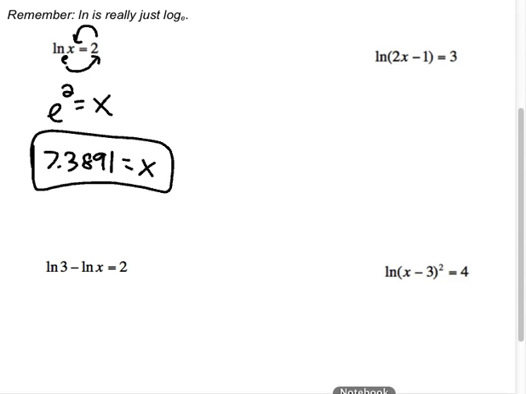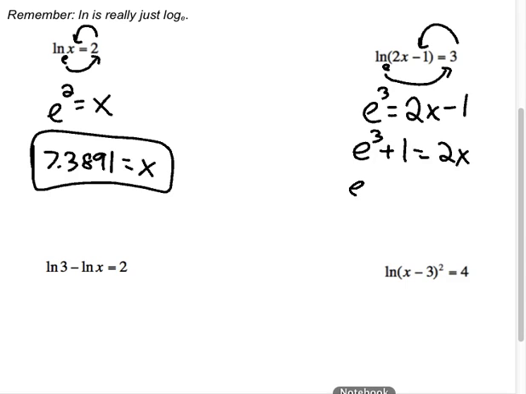Okay? So same strategy. We're merely rewriting it in exponential form in order to solve this, remembering that all of these are base e. So e to the 3 equals 2x minus 1. So let's do some arranging here. So e cubed plus 1 equals 2x. So e cubed plus 1 over 2 equals x. So I'm just doing some linear transformation here. Add the 1 over, then divide by the 2.